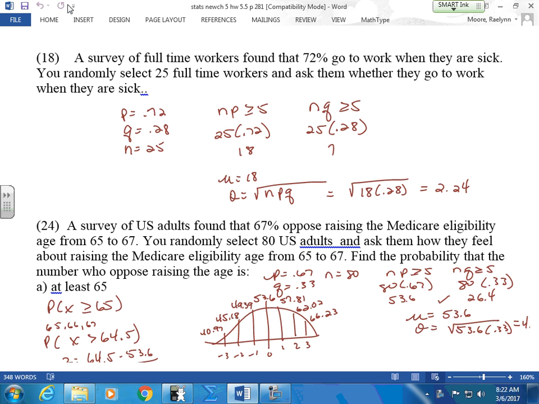So again, we pull out the P, we pull out the Q, we pull out the N. Yes, this is binomial. They say yes, they go to work when they're sick. No, they don't go to work when they're sick. We test. If the test passes, we find the mean, we find the standard deviation.